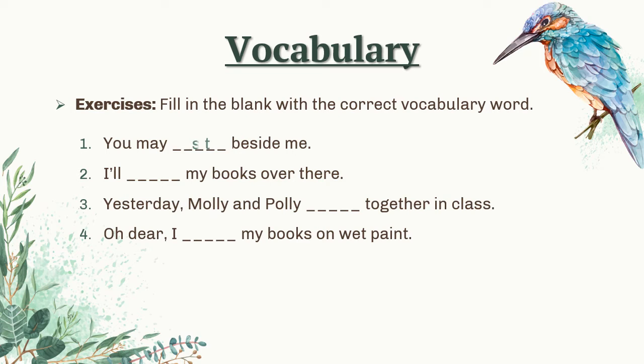Okay, number 1, you may sit beside me because you're doing the action of sitting down. Number 2, I'll set my books over there because you're putting something down. Yesterday, Molly and Polly sat together in class. Past tense of sit. They are doing the action of putting themselves into a chair or the floor or whatever. Oh dear, I set my books on wet paint. This is the past of set, but it is set because you're putting something down, you're not sitting down.